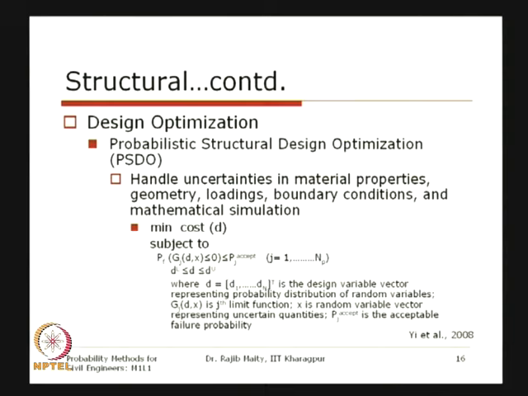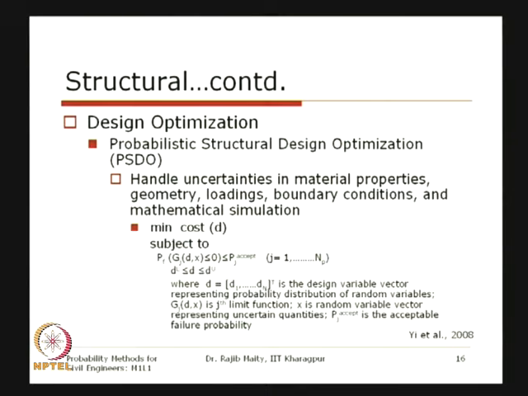Boundary conditions. In theory, we can define a particular support to be fixed, hinge, or roller support, but in reality, how certain is that? How effectively is that particular support provided on the ground? So there can also be some kind of uncertainty there. And obviously the mathematical simulation, that simulation that we do in the computer: whether that is truly representing the structure in reality.